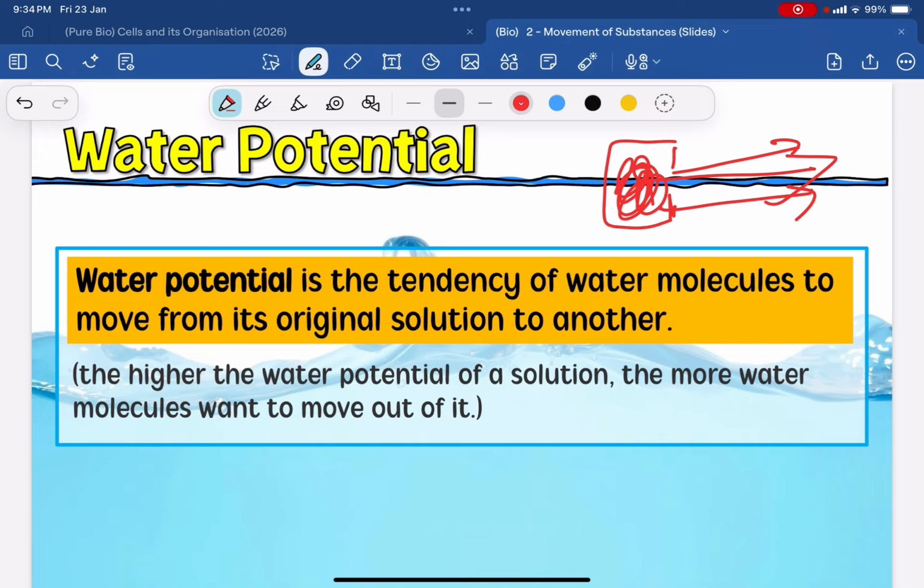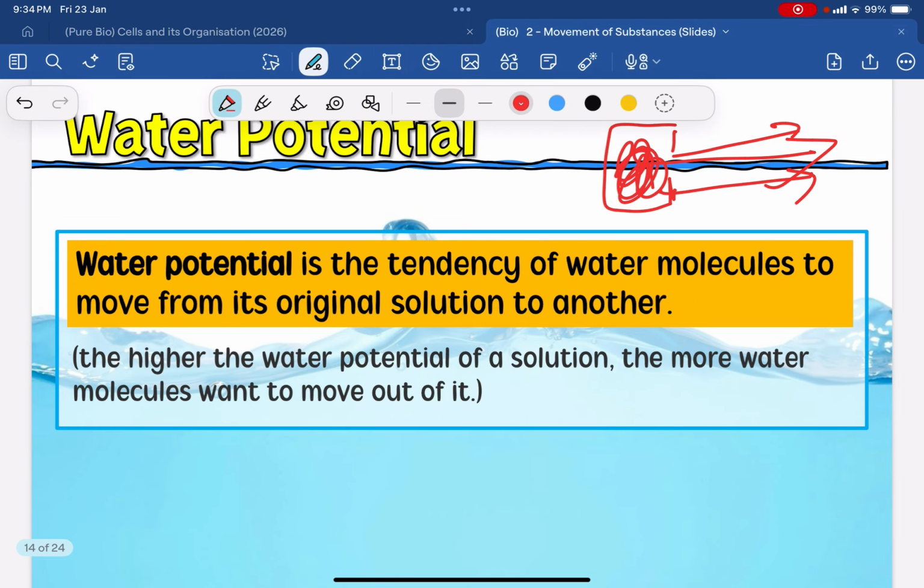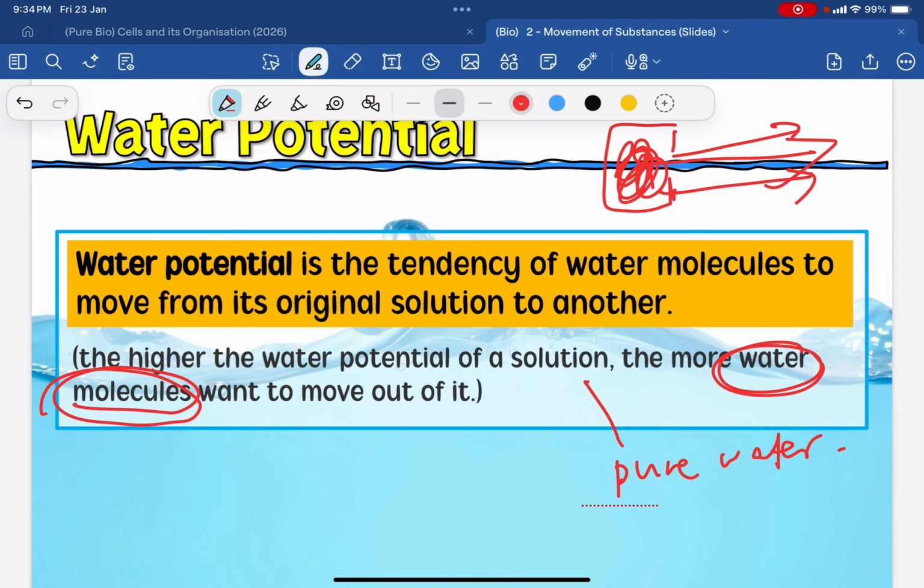Tendency of the water molecules to move from its original solution to another. The higher the water potential, the highest one being pure water, the more water molecules will want to move out of it. As you can see, I keep emphasizing the fact that it's water molecules that are moving and not just water. Water indicates the entire solution. If you were to tell me that water is moving, you are saying the entire solution moves at the same time, which is wrong. We should be mentioning water molecules are moving instead of water.